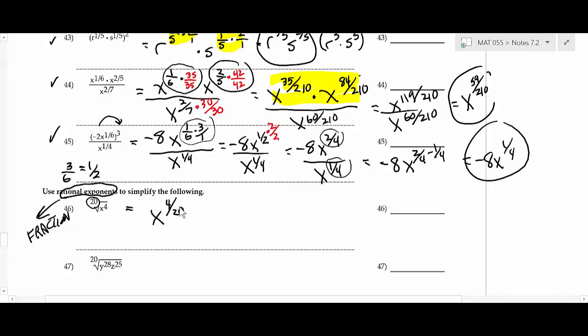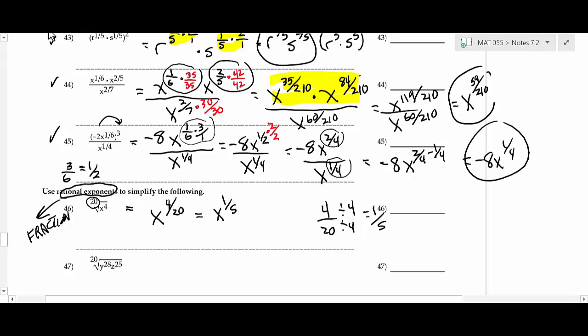That's what we learned last time. You got to learn how to rearrange those things. Is there anything you can do to 4 over 20? Like reduce. There you go. So let's reduce that by 4. You can do that in your head if you want to. That would be 1 over 5. So that is going to give you x to the 1 over 5.